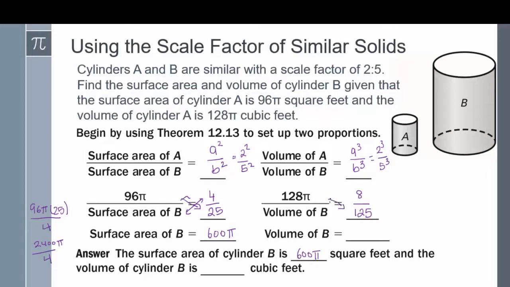Cross multiply to solve for volume of B, and we get 128 pi times 125, divided by 8. 128 times 125 is 16000. Divide by 8, and 16000 divided by 8 gives me the volume of B, which is 2000 pi. So the volume of cylinder B is 2000 pi cubic feet.